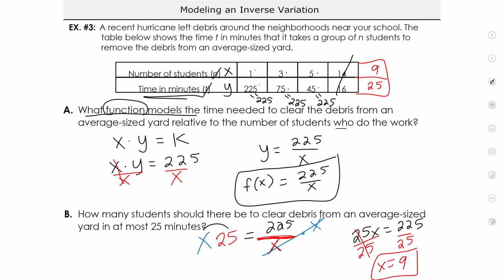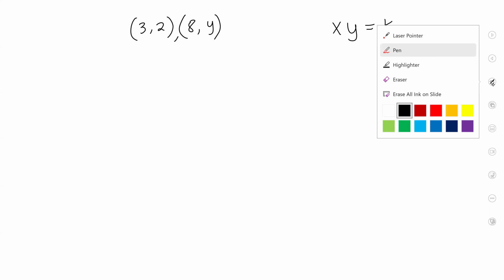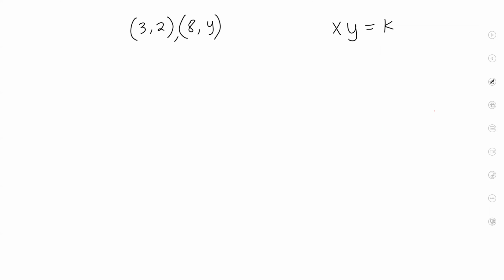I always get a question on this one. So this one. Okay, so guys, again, you always use the inverse equation. X times Y gives you K. So do they give you an X and a Y? Yeah. This is X, this is Y. This is X, this is Y. So put that here. What's 3 times 2? That's your K. So this is our equation.